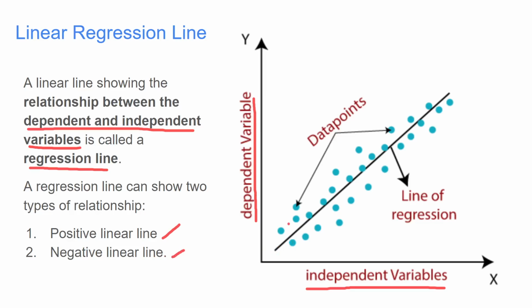So in this graph we have seen that the graph is going upwards. So this is a positive linear line. If any graph goes downwards like this, this is called a negative linear line. So this is a positive linear line, and this is a negative linear line, and this intercepts with the x-axis. So that's the line of regression.